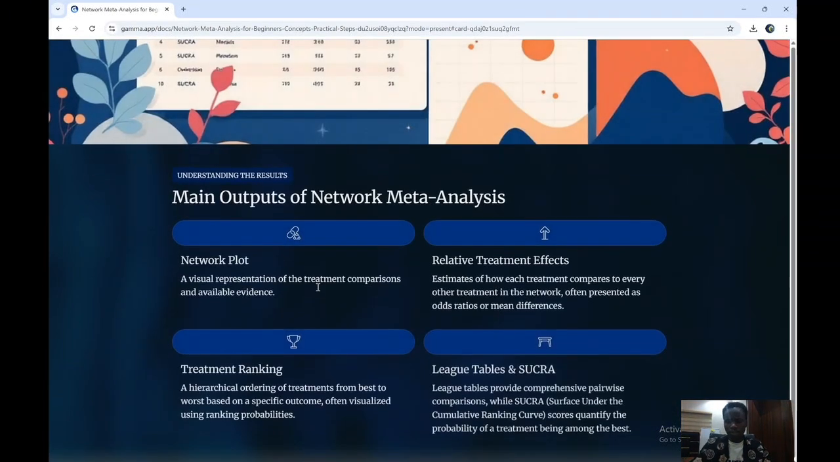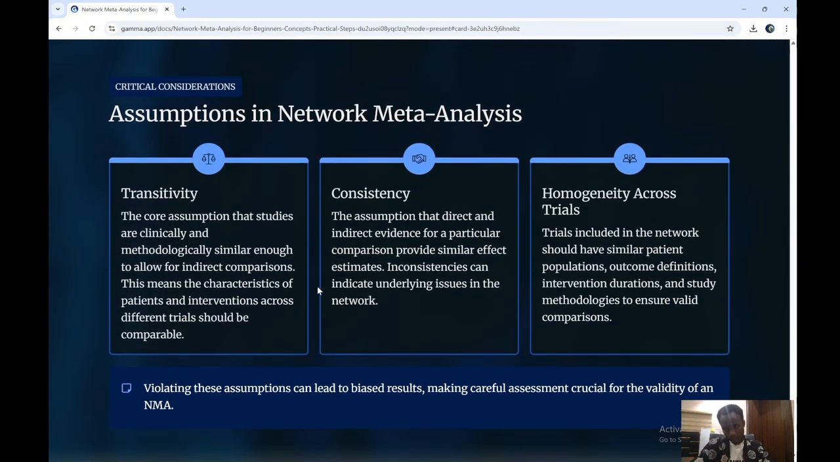Now, we're going to look at some of the assumptions in network meta-analysis. And what are some of the assumptions that we have? Some of them is transitivity. Most times there is this core assumption that studies are clinically and methodologically similar enough to allow for indirect comparisons. This means that the characteristics of the patients and interventions across different trials should be comparable. It doesn't mean that you should not make inference when there is some kind of heterogeneity in the trials that you're trying to compare in that pool of network meta-analysis.